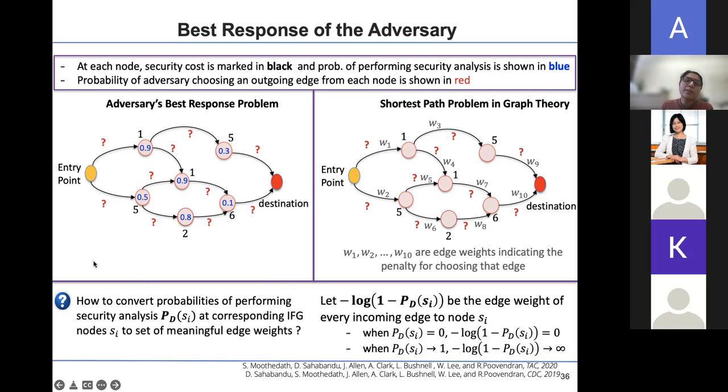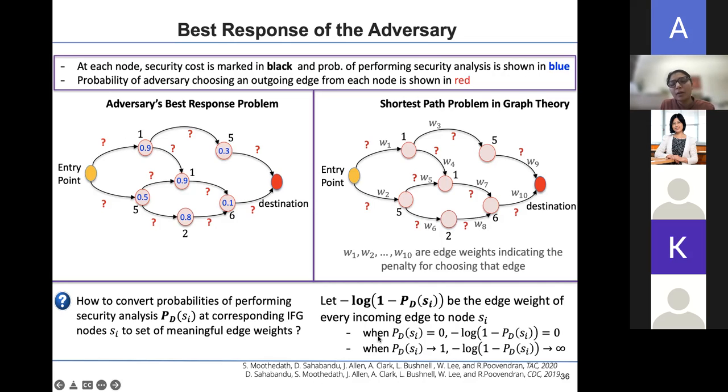So in our problem setting, what is this edge weight, and how do we transform this to a shortest path problem, right? And what we prove is that this is indeed a shortest path problem where the edge weights are given as follows. Every edge that is going into a node Si will be assigned a weight of minus log(1 minus PD(Si)). So if you pick this node, let's say Si, it has a PD(Si) value of 0.9, right? So all the edges that are incoming to that node will have minus log(1 minus 0.9) as the edge weight. All right, so that's how we will choose the edge weights.